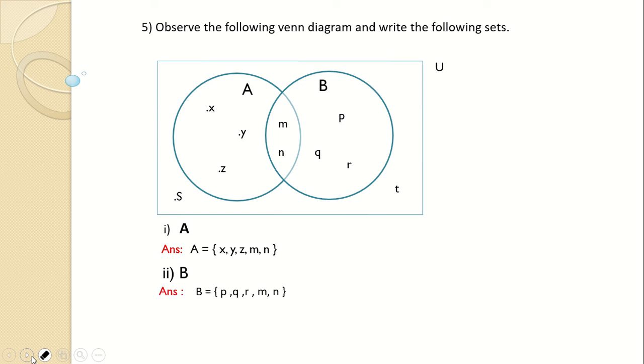While writing the set, as I told you earlier also, order is not important. But all the elements should come. No element should be missing. No element should be written repeatedly. These are the things you should always remember. A union B. Union means this A and B together. All the elements that are there in A and B together, you will write X, Y, Z, M, N, P, Q, R.